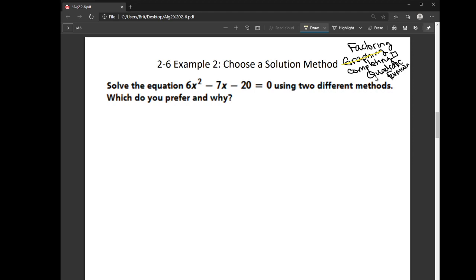Now, graphing is useful for many things. It's useful to help you understand the context of the problem. So I graph things pretty regularly, but I don't use it to find the solutions.